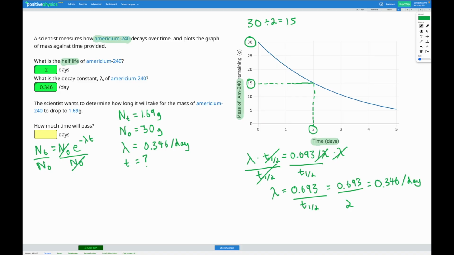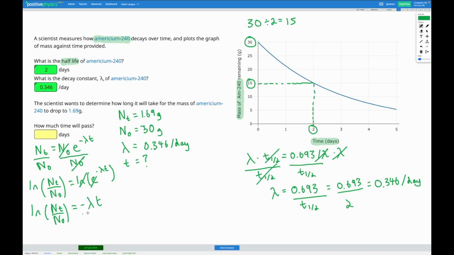So that's going to cancel on the right. Then to get rid of e to the power of, I'm going to have to lose ln, the natural log. So I'm going to do ln of Nt over N0 is going to be equal to ln of e to the power of negative lambda t. But ln is the inverse function of e to the power of, so those are going to cancel out. And we're going to have ln of Nt over N0 is equal to negative lambda t.